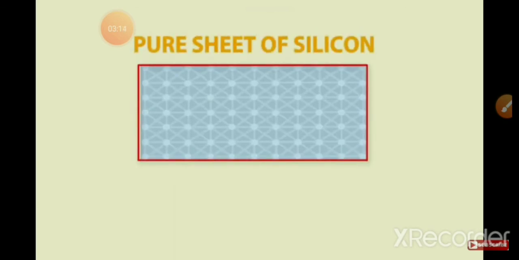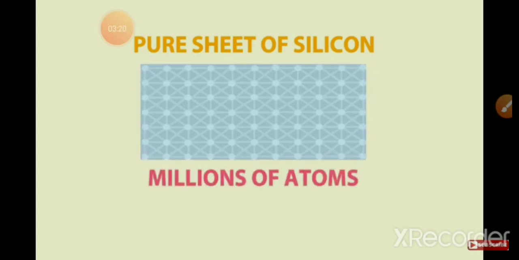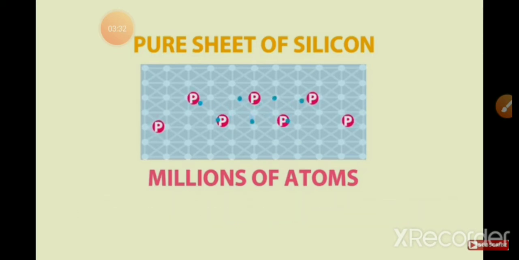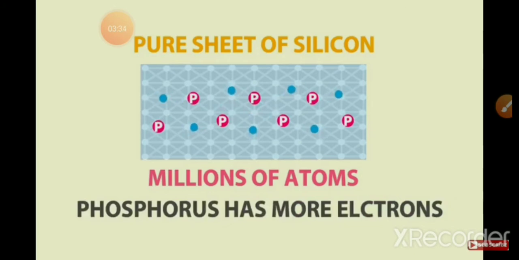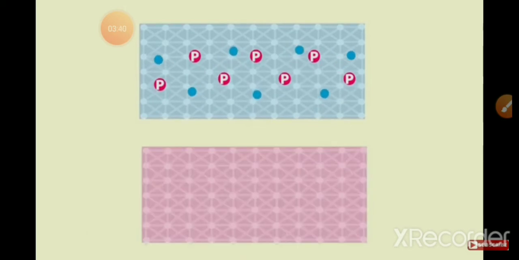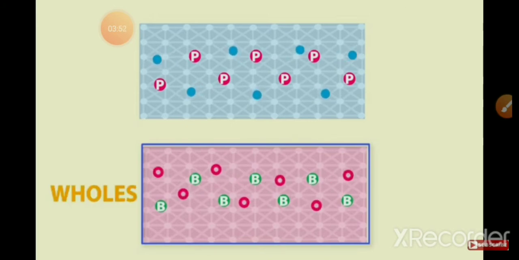Let me show you how these pure sheets of silicon look. In this pure sheet of silicon, we can see millions of atoms are there, and here the electrons are free to move. Now phosphorus also has more electrons, and we can see that a pure sheet of silicon is injected with a phosphorus atom. This phosphorus has valency 5. Now phosphorus is with the silicon.